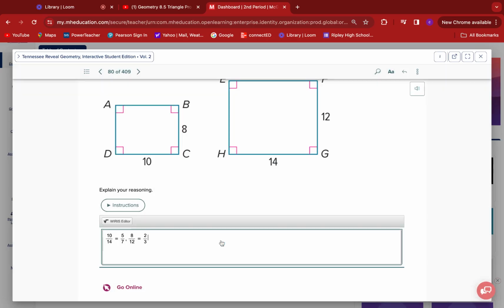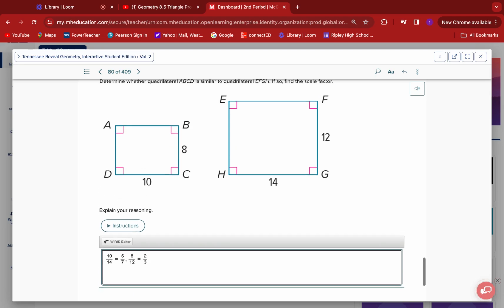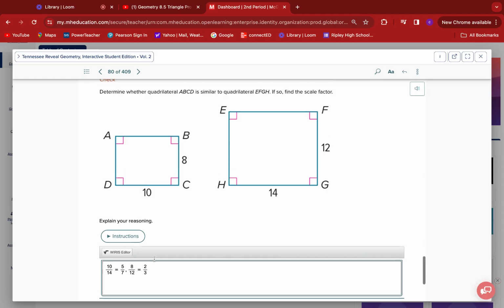Okay, so it appears that these are not to scale. They are not the same scale factor. 10 with 14 gives you 5/7. 8 with 12 gives you 2/3. Not the same scale factor.